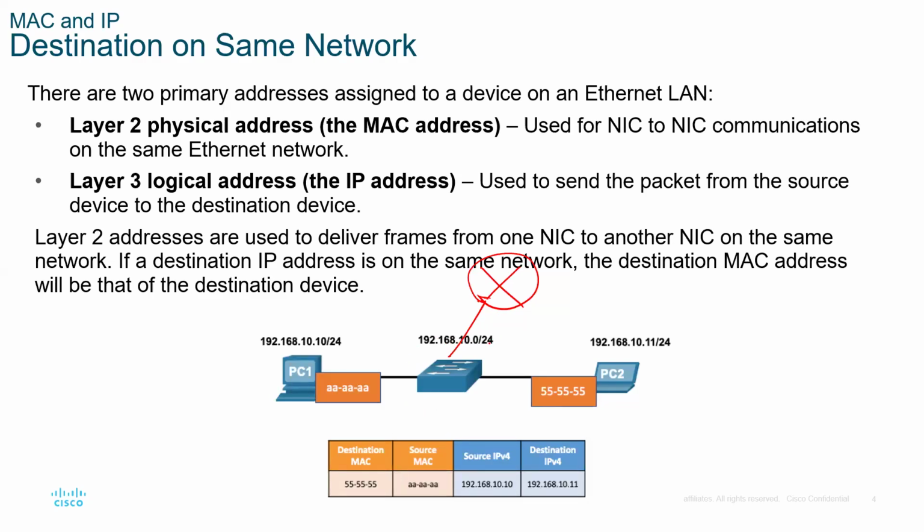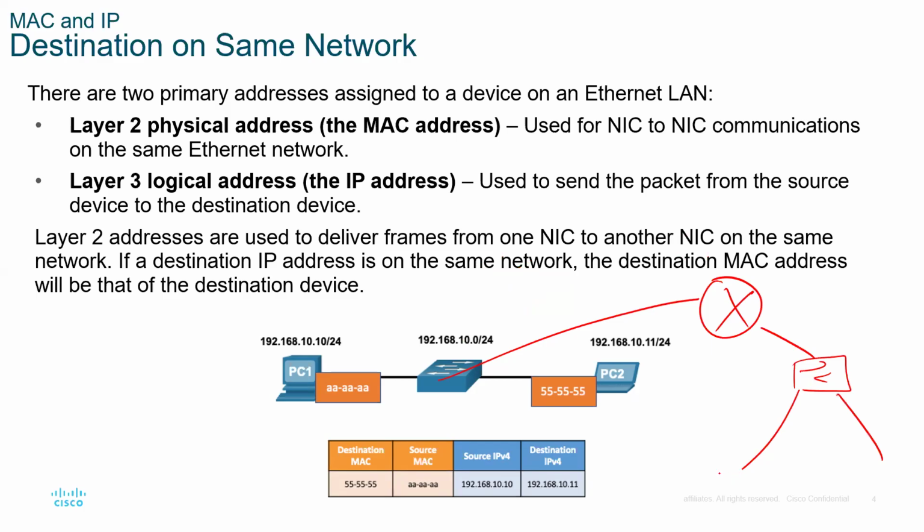Right, so now let's say we have a router, and let's say we have another network. And we have another network, and we have PCs 3 and 4. These PCs are now remote to PC 1 and 2.